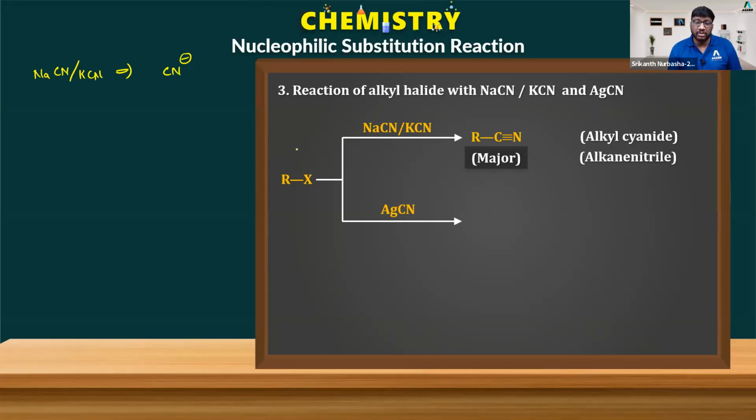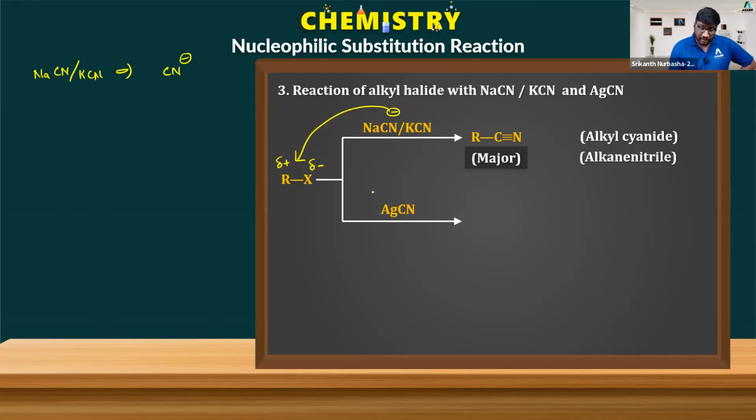Because the carbon-carbon bond which is going to be formed is stronger. And carbon, being less electronegative, can attack the electrophilic carbon greatly. So the cyanide ion will attack from the carbon side, where alkyl cyanides are obtained.